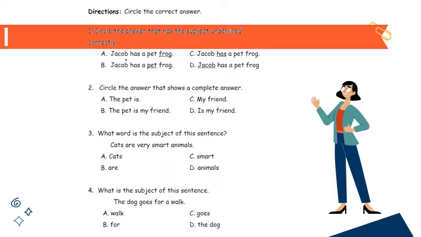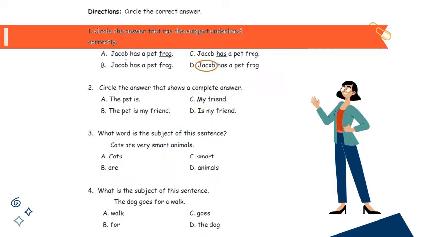Letter B, they underlined pet. Letter C, they underlined has. Letter D, they underlined Jacob. Jacob has a pet frog. Who has a pet frog? Jacob. So Jacob is the subject of the sentence.